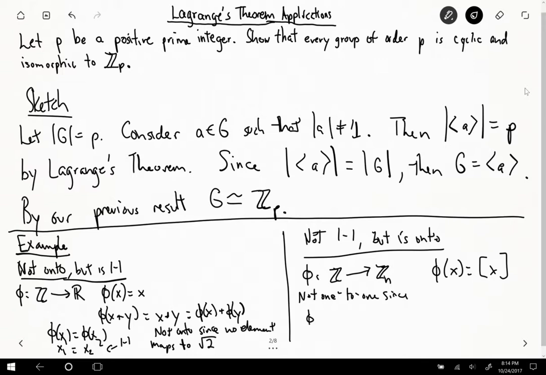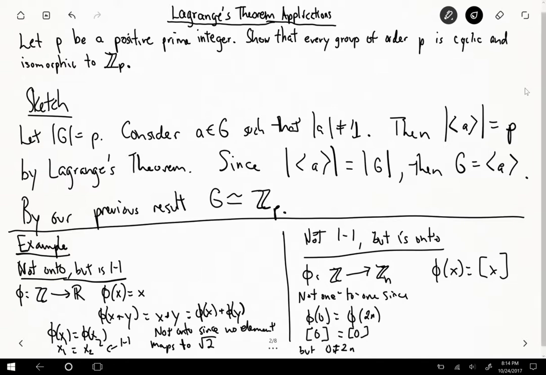Since phi of 0 equals phi of, let's say, you can pick any multiple of n. I'll do 2n. You could do any other multiple, so whether it's n, 2n, 3n, 4n, negative n, negative 2n, so on and so forth. Both of these, remember when you reduce mod n, that's 0 and this is 0. But 0 will not equal 2n in the integers. Okay, so keep that in mind on that one.